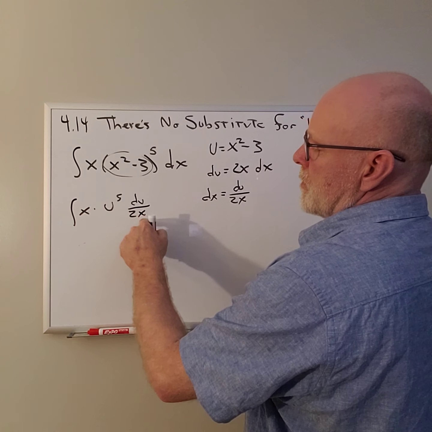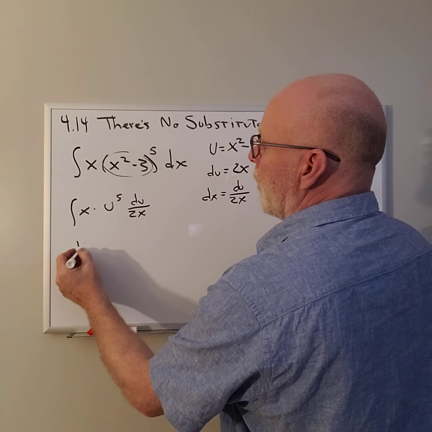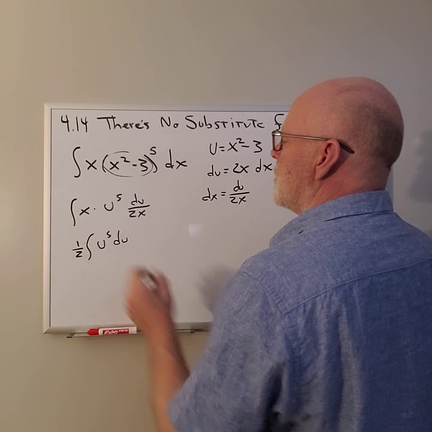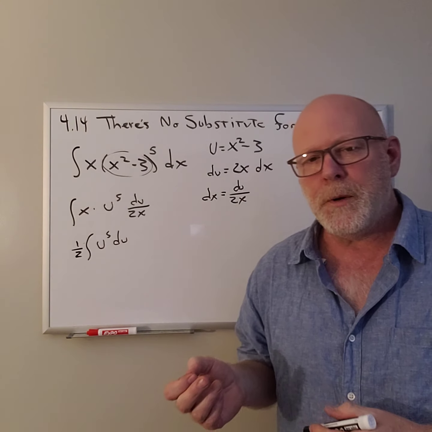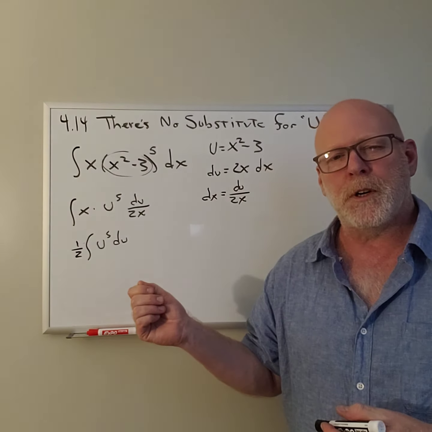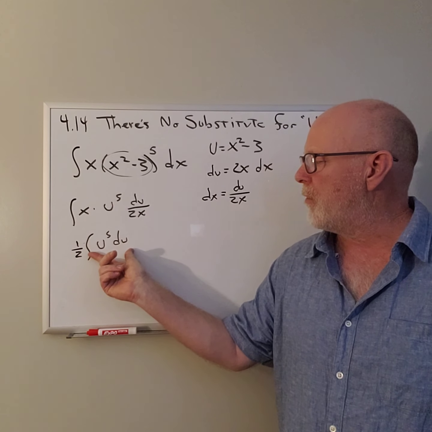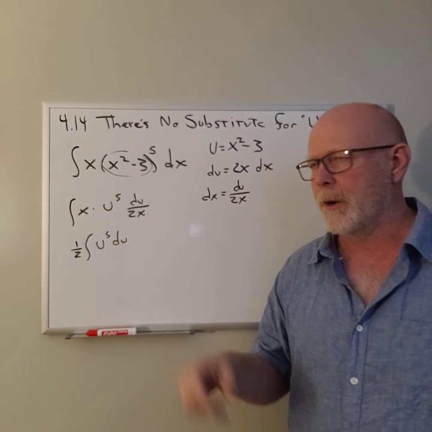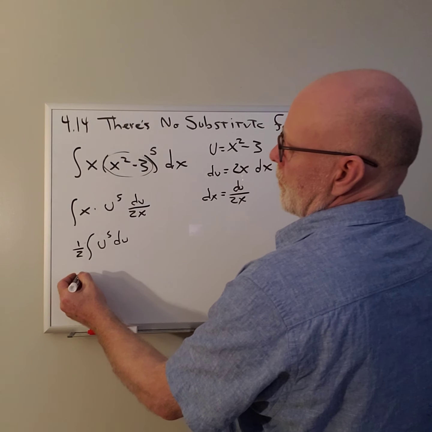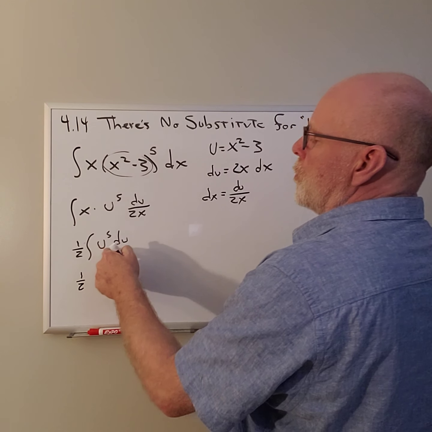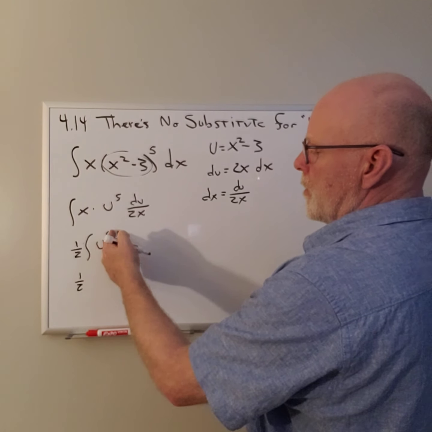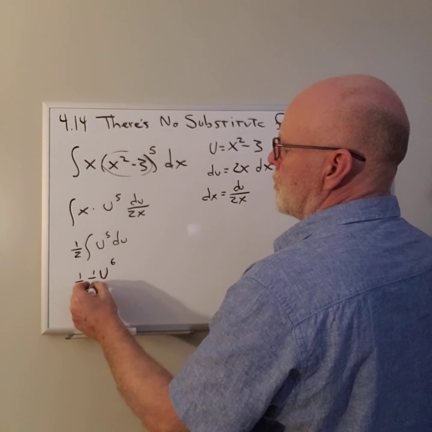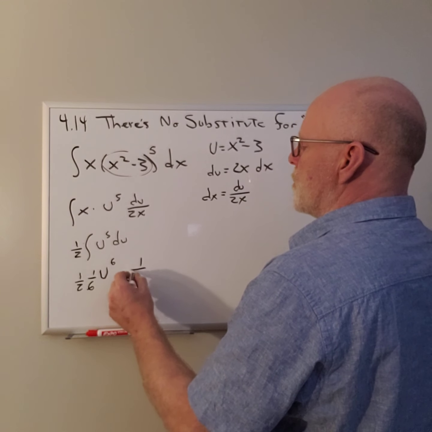Simplify this. X over x will cancel. Pull that 1/2 out front, so we have 1/2 integral of u to the 5th du. When you're doing these, remember how nicely this works out. We do the substitution, we simplify, and we get something really easy to deal with. If you don't get something really easy to deal with, you're not doing it right. This one's easy to evaluate. We increase the exponent by 1, get u to the 6th, and then divide by the new exponent, so 1 over 6. And that gives us 1/12.